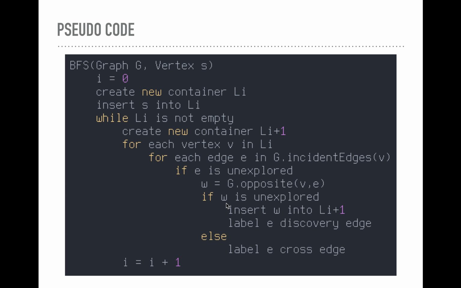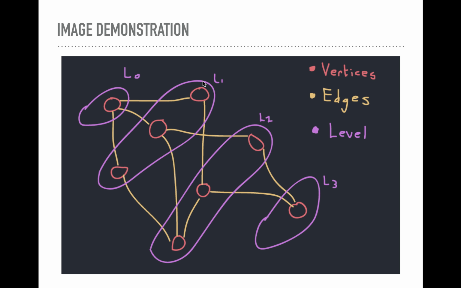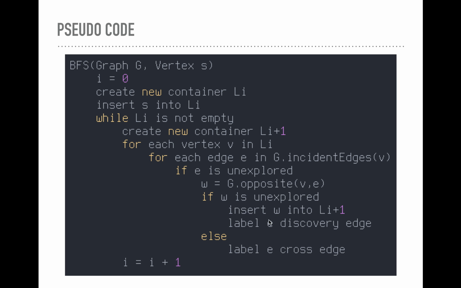Now, if that vertex is unexplored, we haven't been there yet, we're going to insert the vertex into L at I plus 1. So this will be L1, level 1, as you see we've done here. Then we'll label e as a discovery edge because that edge led us to a previously unexplored vertex. Else, if it's already been explored, we'll label e as a cross edge. And then we will increment I.